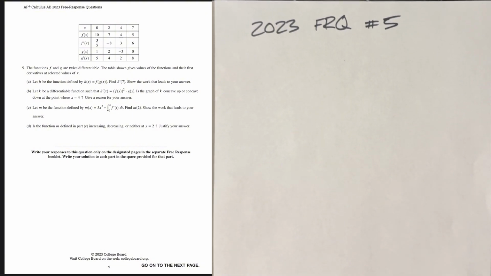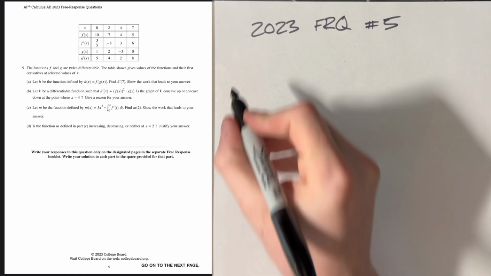Reading the question, we have a table of x, f of x, and g of x and their derivatives. The question says, let the functions f and g be twice differentiable. The table shown gives values of the functions and their first derivatives at selected values of x. So these functions are twice differentiable, so their second derivatives and first derivatives will exist. Now part A says let h be the function defined by h of x equals f of g of x, and it asks us to solve for h prime of 7 and show the work that leads to our answer.